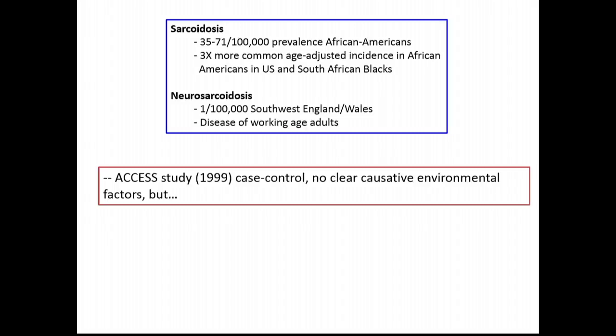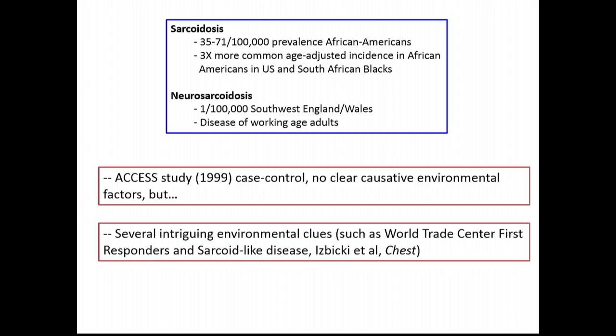There was a large NIH-funded case control study called the ACCESS study to look at what causes sarcoidosis, because there are a lot of environmental factors that have been proposed, and unfortunately nothing was identified as causative. That said, there's some very intriguing clues.